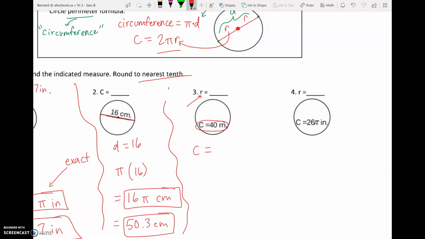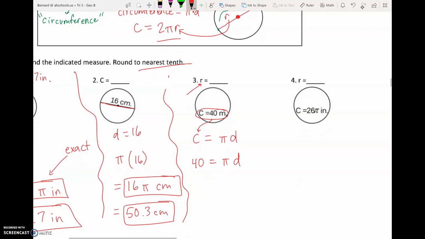Circumference equals, and with a diameter, right, pi times diameter, so pi d. And so if I know the circumference is 40, I can plug that in for the c part. So 40 equals pi times diameter. And so if I want to know my radius, I need to figure out my diameter first. And then I can just divide it by 2.